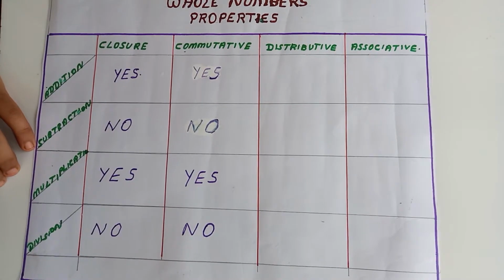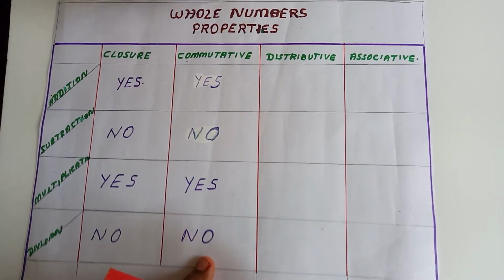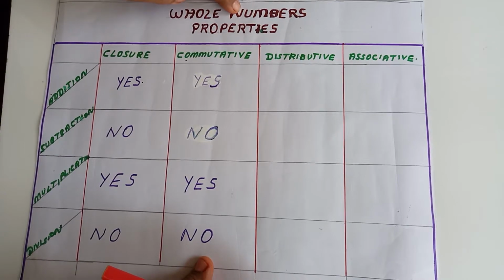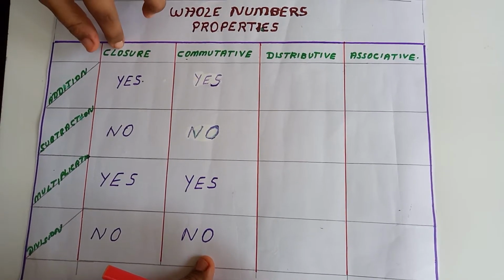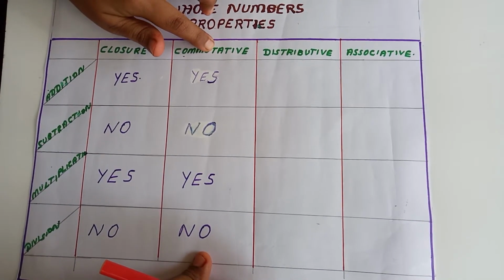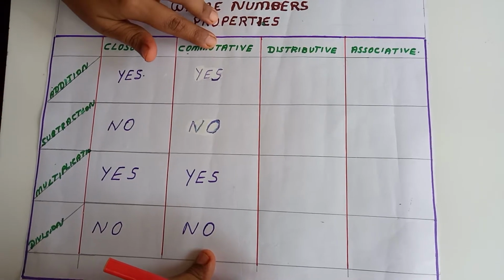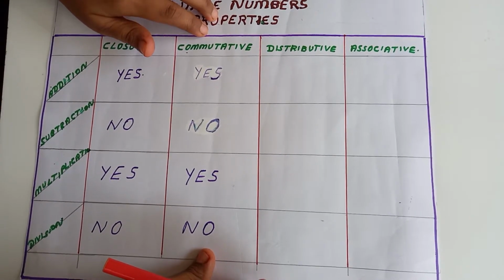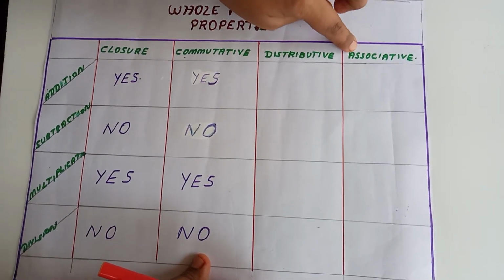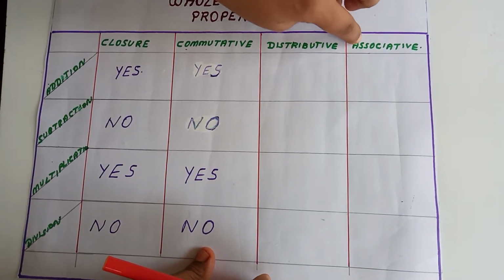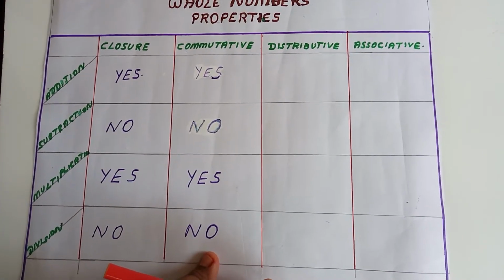Hi kids, in the previous class we were dealing with properties of whole numbers. We discussed closure property and commutative property. You remember that? Myself Femi Vijay. In this class we are going to deal with associative property. What is the meaning of associative property?